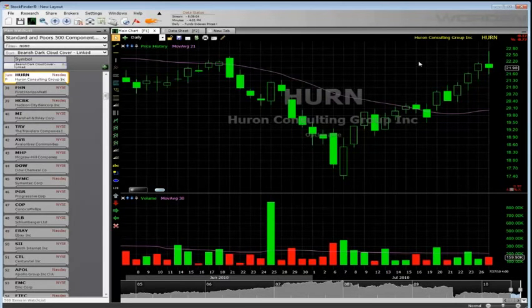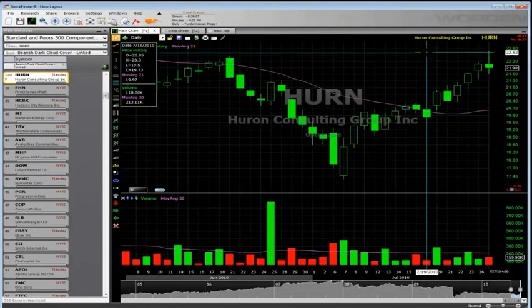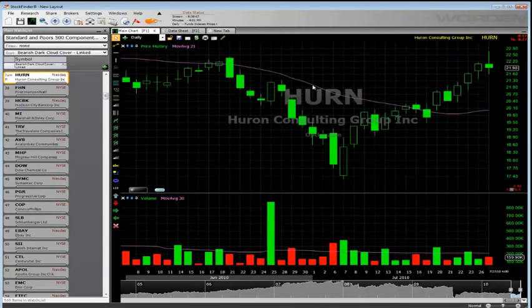And in fact, just now for HURN, you've seen your price work its way into what could work out to be a resistance zone. Don't know if it's going to or not.